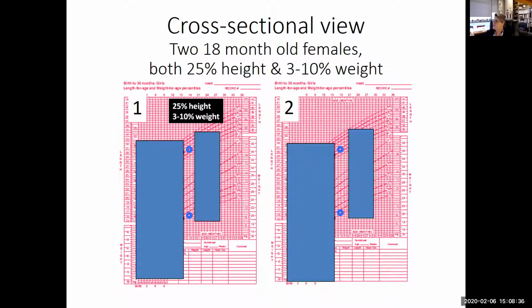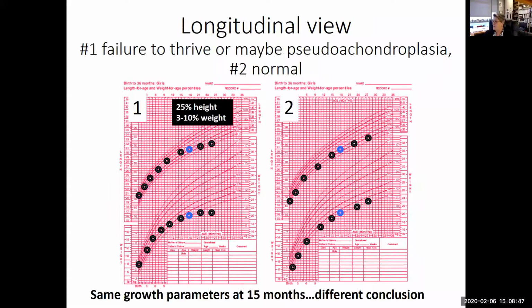These are 2 different 18-month-old females, both at the 25th percentile for height, that's the upper dot, and the 3rd to 10th percentile for weight on the lower dot. But if you take away the big boxes that are covering things here, those same growth parameters at 15 months give you a very, very different conclusion for this individual.